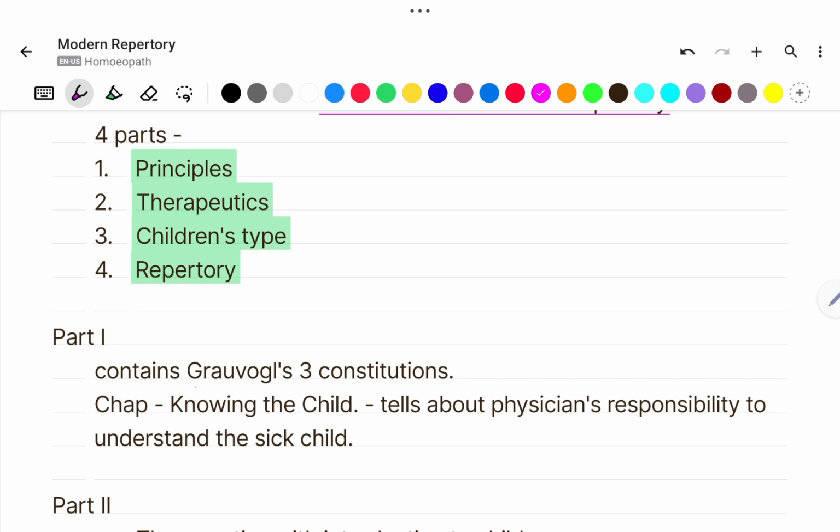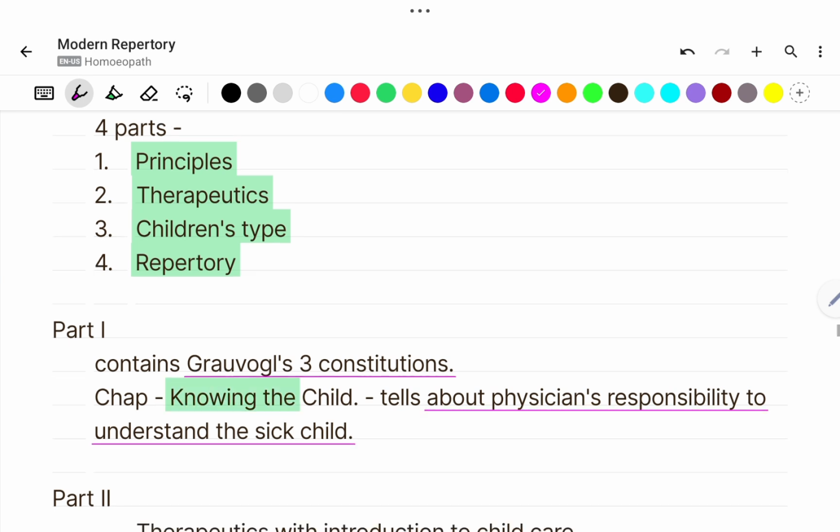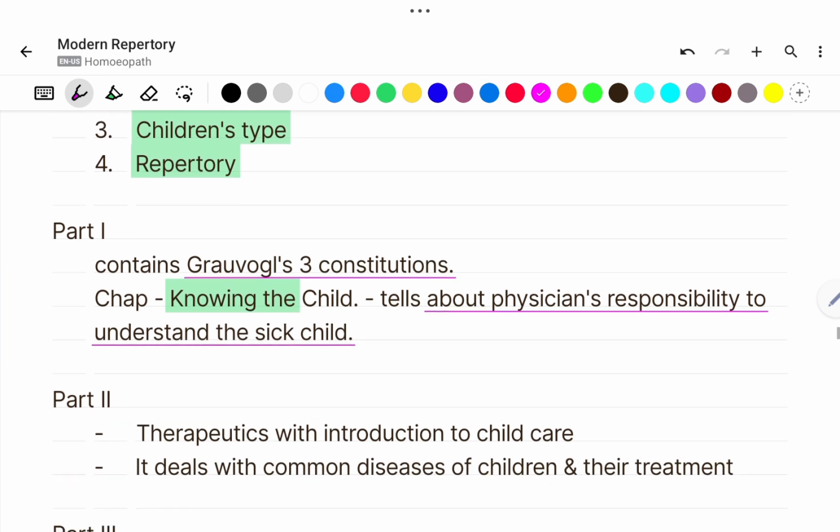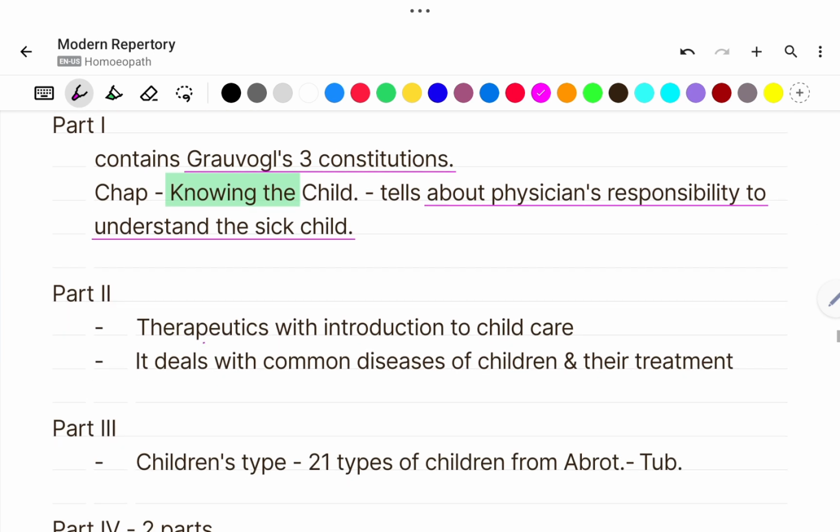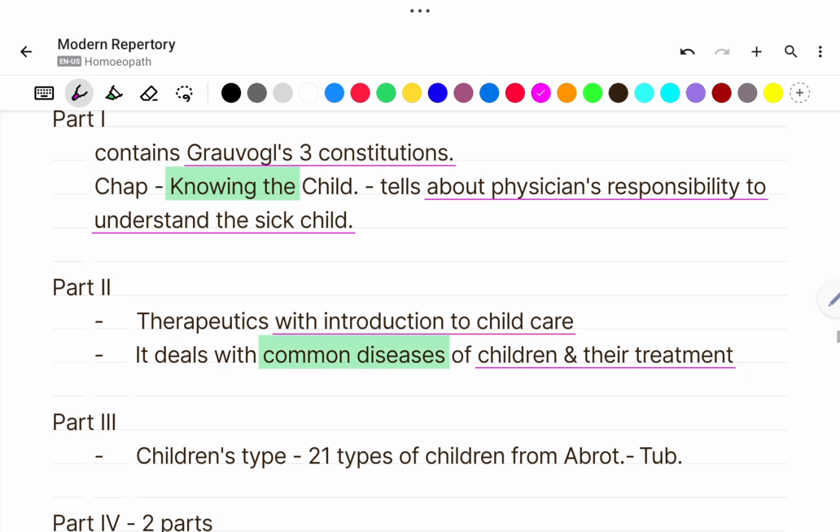Now part 1 revolves around 3 constitutions. The chapter Knowing the Child tells about the physician's responsibility to understand the sick child. The second part consists of therapeutics, an introduction to child care. It deals with common diseases of children and their treatment.